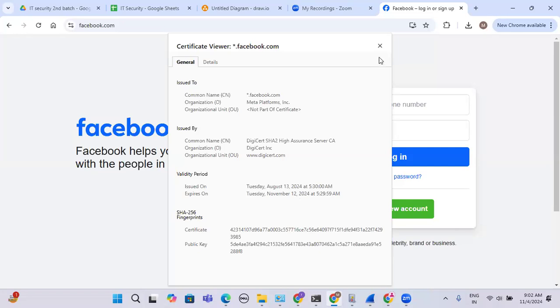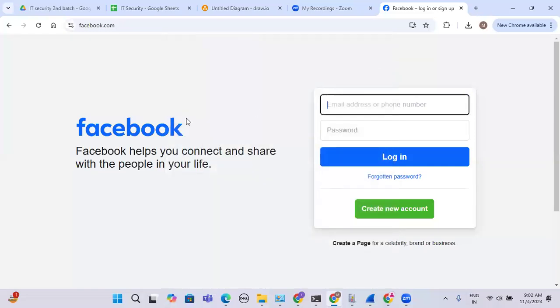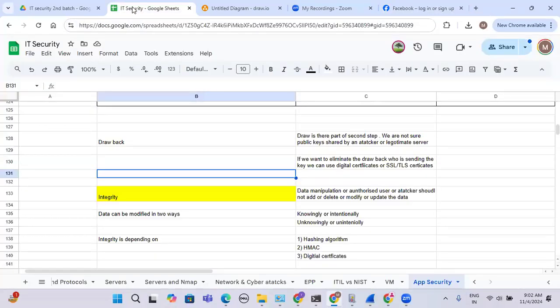Any other questions? Sir, I have one doubt. Yeah, please. Sir, if we want to transfer more data, how can we do this encryption through a web browser?